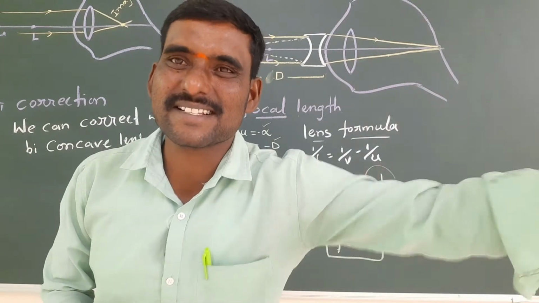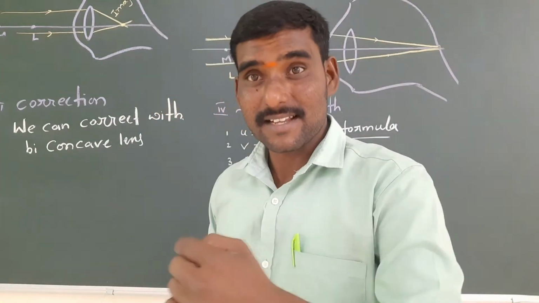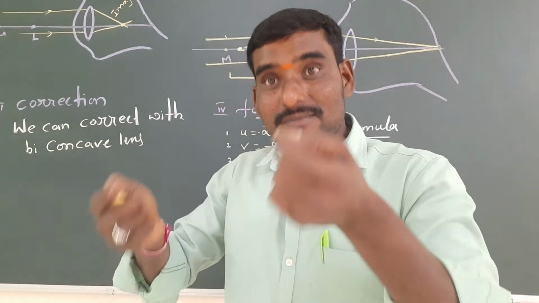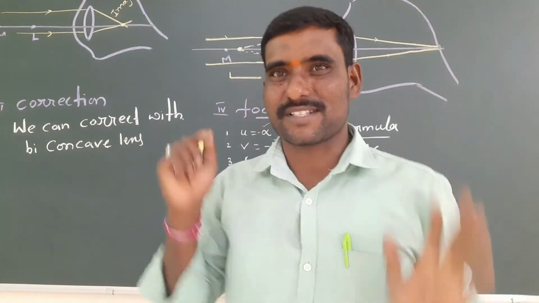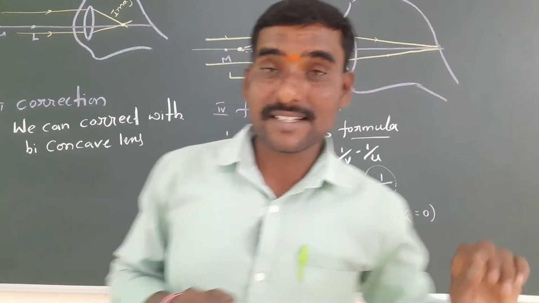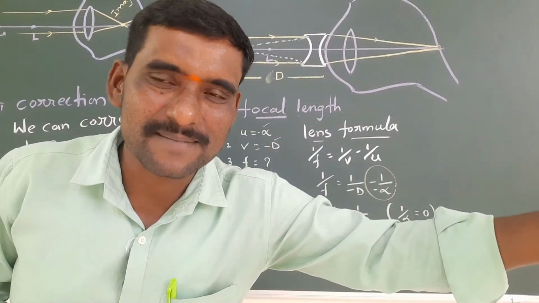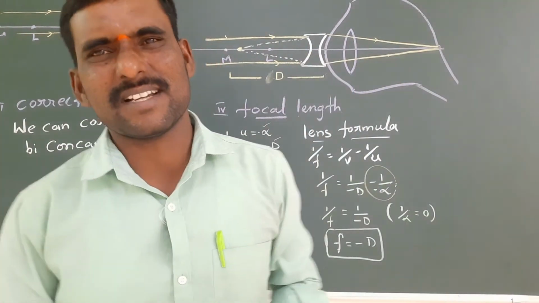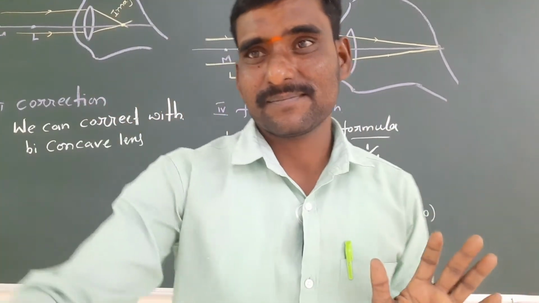How much distance can one see? For example, I can see up to 1 meter only. So a 1 meter focal length lens I have to use. So this is how much distance one can see perfectly. That much focal length we have to use for a myopic person. Very, very important.